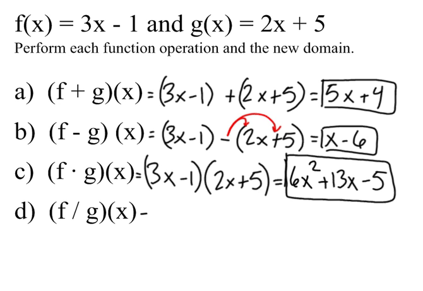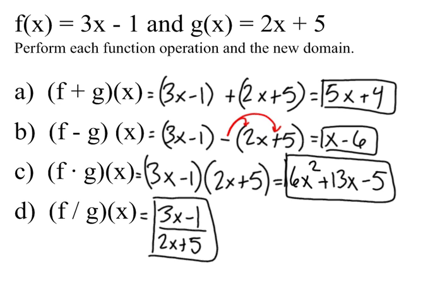Now let's try f divided by g. F is on top, so 3x minus 1, on top of g, 2x plus 5. This is our final answer because I noticed there's no GCF on top or bottom. So reduce when you can, but do know that in this problem right now, there's no reducing, so we can't. Okay, but try to reduce when you see that you can.